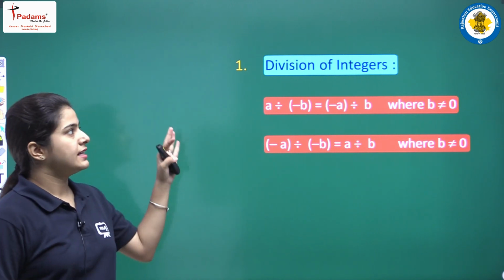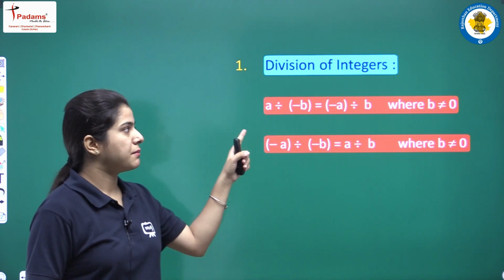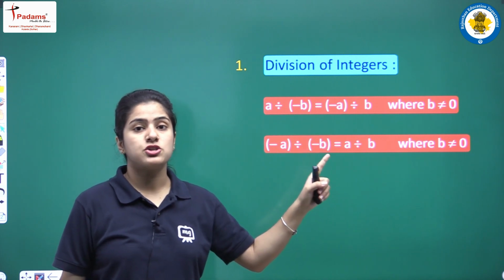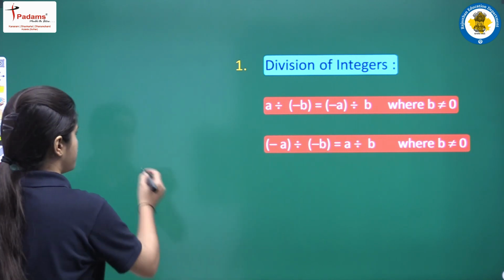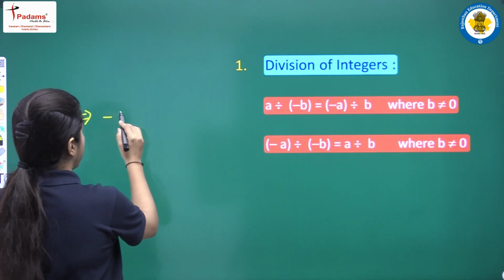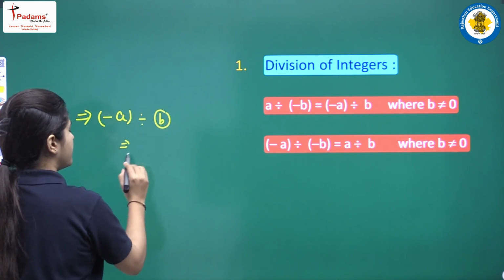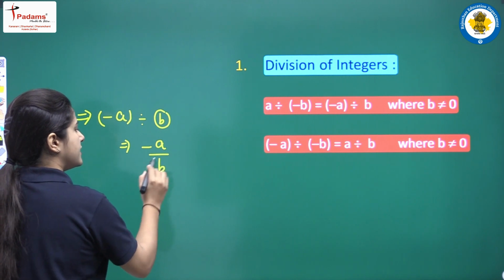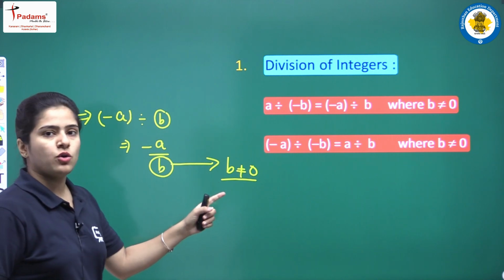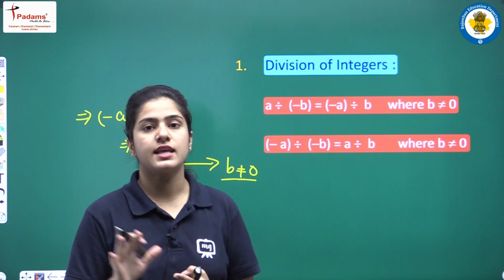Firstly we'll talk about the division of integers. Okay, what is division of integers? It is like a divided by minus b is equal to minus a divided by b, where b should not be equal to 0. What is this all about? Students, when you are dividing minus a divided by b, it can be written like this. The denominator should not be equal to 0. If it is 0 then the term is undefined students. When the thing is undefined, it doesn't have any sense.